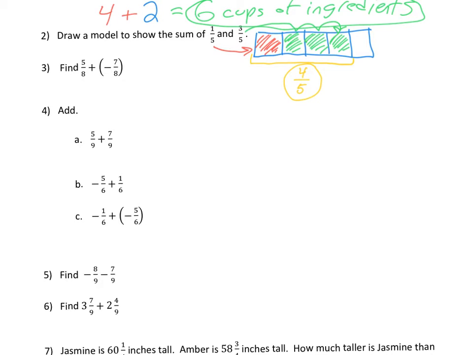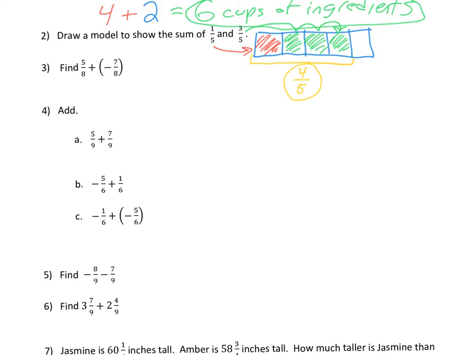Basically, I made a blue rectangle in here and divided it into 5 parts, into fifths. And then the 1/5 I shaded in red as 1 square of there. And the 3/5 I shaded in green as 1, 2, 3 of those squares. And when I add them together, I ended up with 4 of them. And that's what I have in yellow, showing all 4 of them.